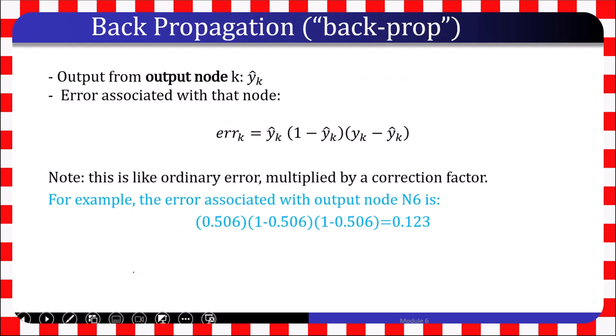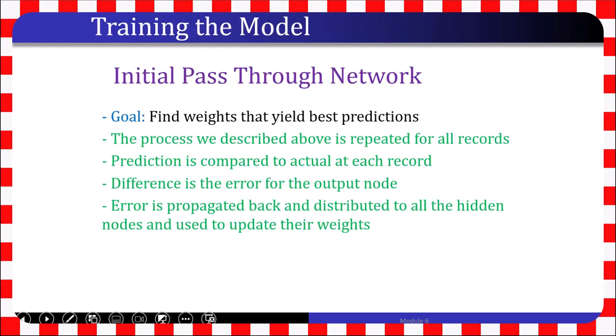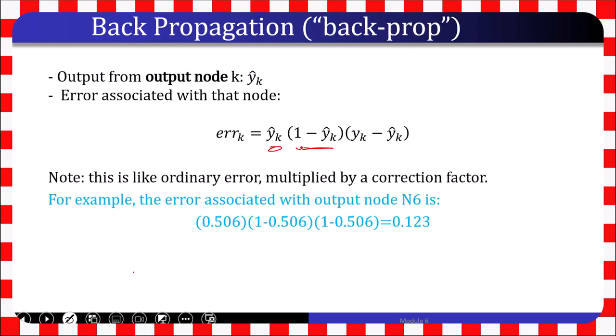The error definition of backpropagation is made as follows. The predicted value times 1 minus the predicted value times the difference between the predicted value and the actual value. Note that this is like an ordinary error multiplied by a correction factor. In general, all of the models we were assuming that this is the error, but right now there's a little correction factor here, which is the underlined term here.